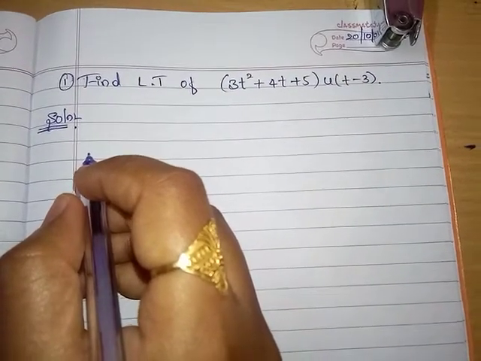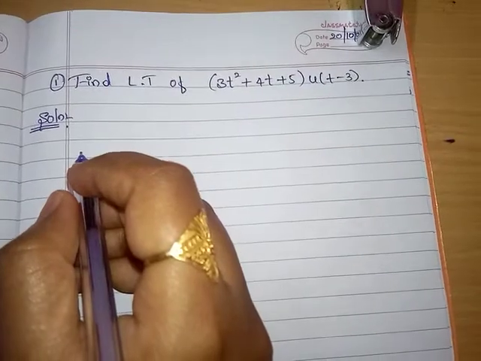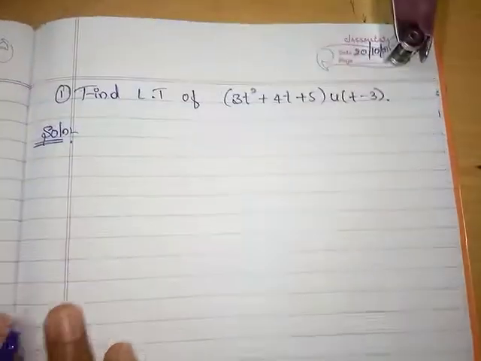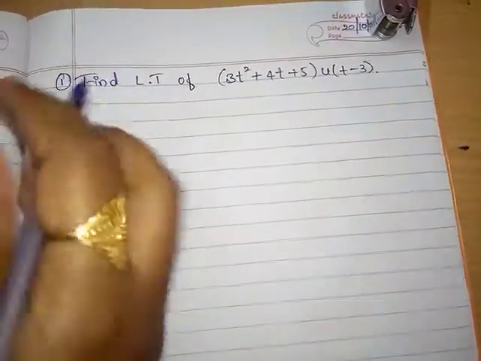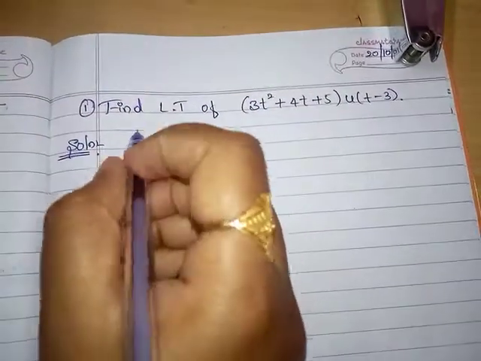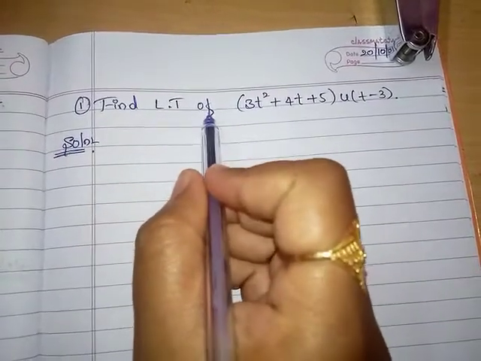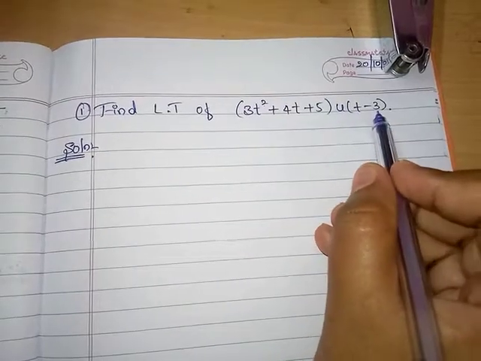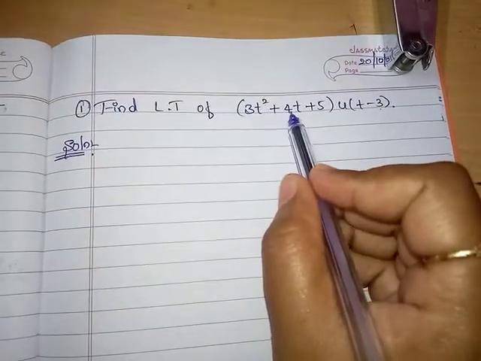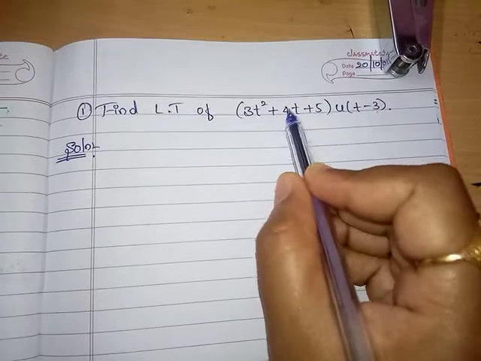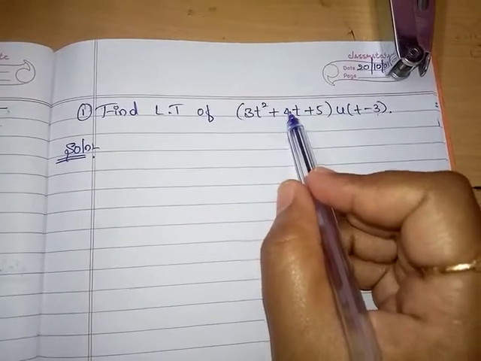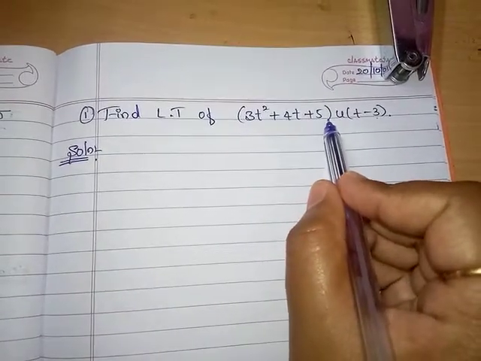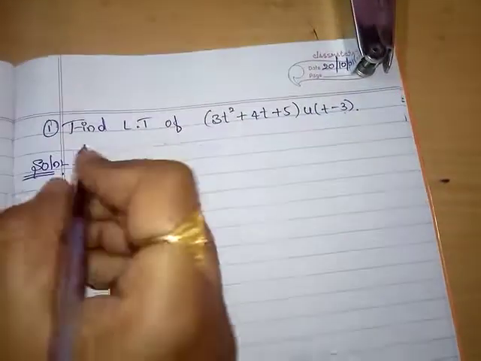Hello everyone. In this video, let us discuss some more examples of the first type using the second property. First example: find the Laplace transform of (3t² + 4t + 5) u(t − a). This is f(t − a), where here it is 3t² + 4t + 5, and this is u(t − 3).